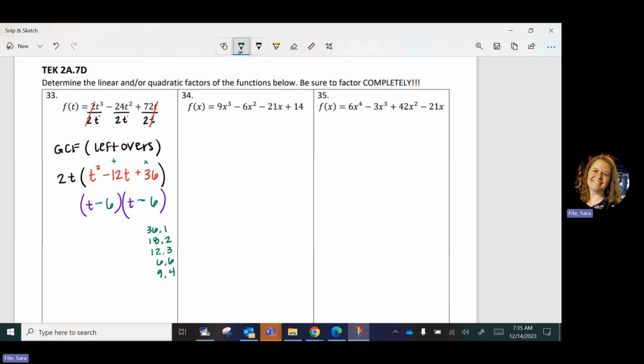Now, did that 2t go anywhere? No, it's still there. Don't forget about it. So that is completely factored. I can't do anything else. That's as far as I can take it.